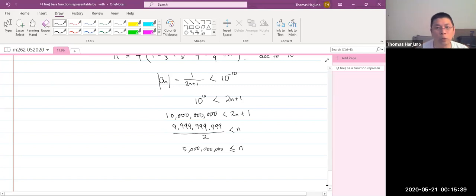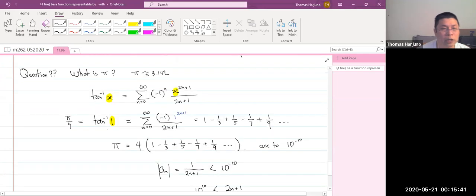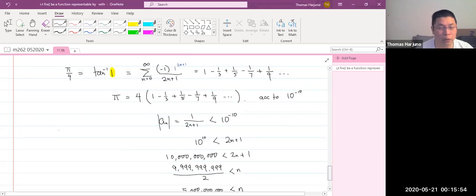This is one way to approach that. There must be another, better way to approach it. Let's say if you use, for example, I think this one would be a lot faster: tangent inverse of 1 over radical 3. We know this is equal to pi over 6, right? But then the series actually converges a lot faster.